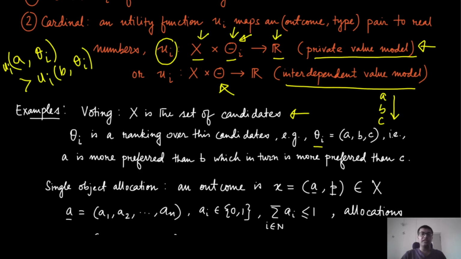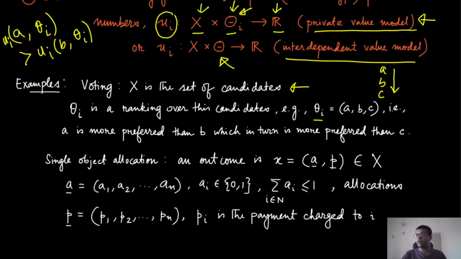And if you are thinking about cardinal preferences, you can think of a single object allocation. Suppose there exists only one object that can be given out, maybe a painting, and the outcome is a tuple of two vectors. The first vector is A, which has A1 to AN. It is a vector of N elements. Each of these numbers can be either 0 or 1, and at most one of these can be equal to 1. This inequality is saying that the object might be unallocated as well. Therefore all these AIs could be 0 also.